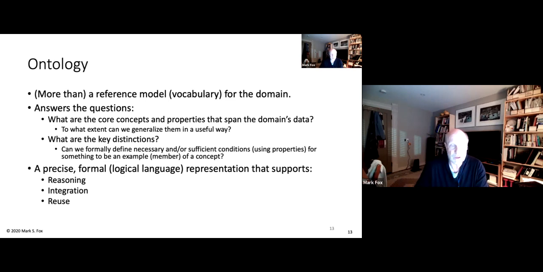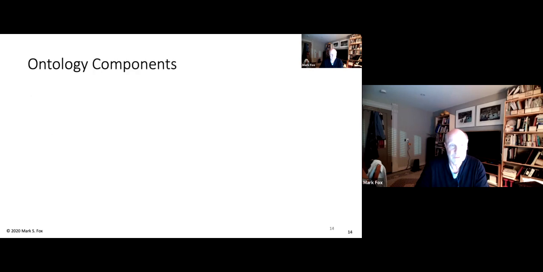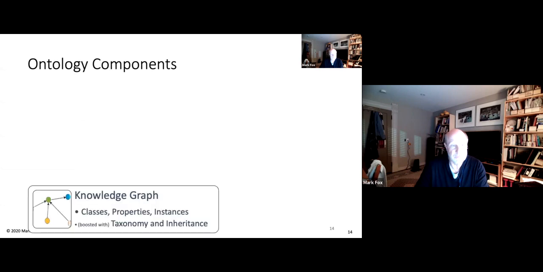Okay, we've talked about what an ontology is. Let's now begin to see what an ontology is. So I'm going to show you three levels of an ontology. The way I characterize an ontology may not be totally the same as someone else, but this is my perspective.